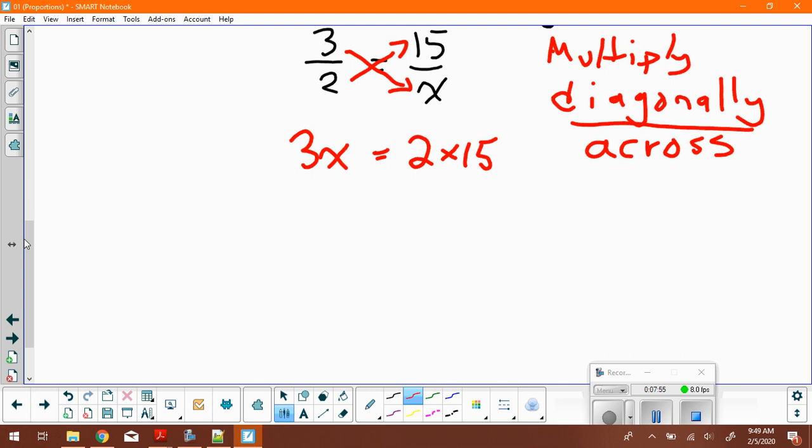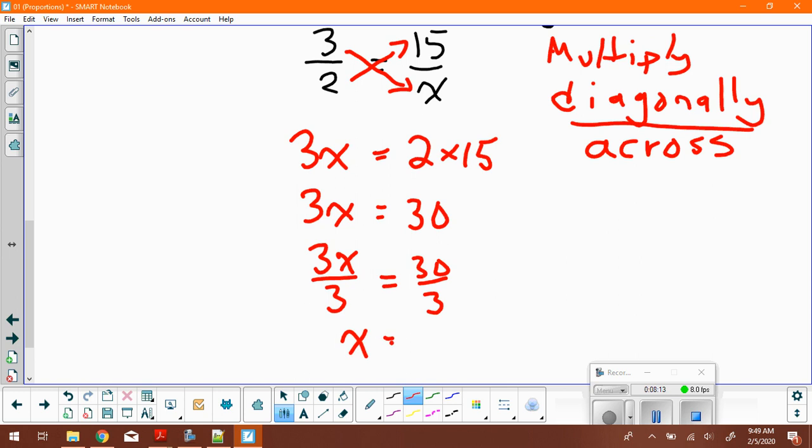Okay, we'll do some tidying up. So 3x is equal to 30. Okay, and my last step, this would be going back to some equation solving from previous years. Right, if I have 3x, I'm going to divide that by 3. 30 divided by 3. So x is equal to 30 divided by 3, which is also 10. Okay, we got the same answer as the guy doing it the other way.